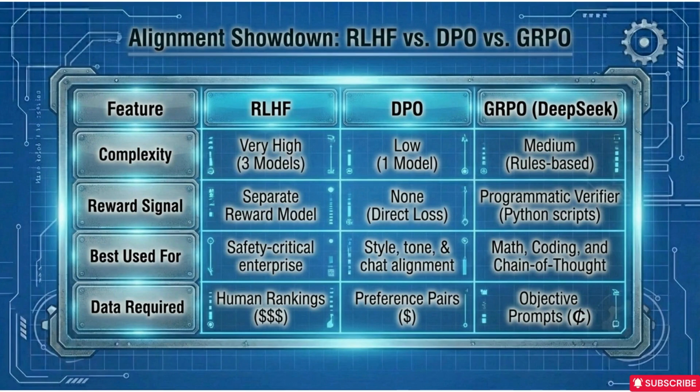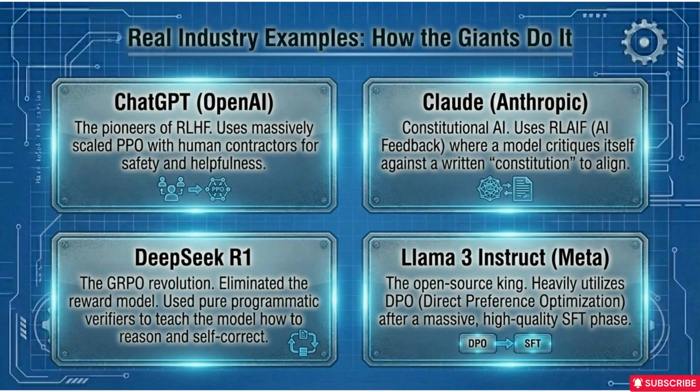Let's compare the alignment methods. RLHF is powerful but complex because it uses supervised fine-tuning, reward models, and reinforcement learning. DPO is simpler because it directly learns from preference data. GRPO is another newer alignment approach associated with reasoning-focused models, where group-based rewards can be used instead of a traditional reward model. For beginners, remember this: RLHF is powerful but expensive, DPO is simpler and practical, and GRPO is useful for advanced reasoning-style training.